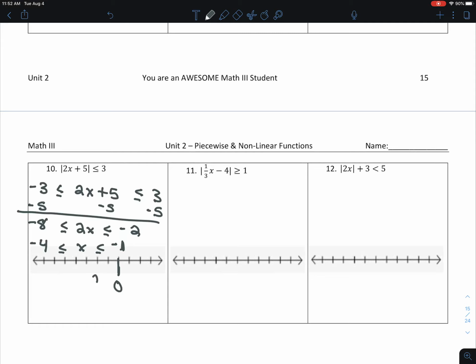So if I make this 0, then this is 1, 2, and so on, counting to negative 4. It's going to be less than or equal to, so closed circle at negative 4, and negative 1 is also a closed circle. So my solution is between those two.